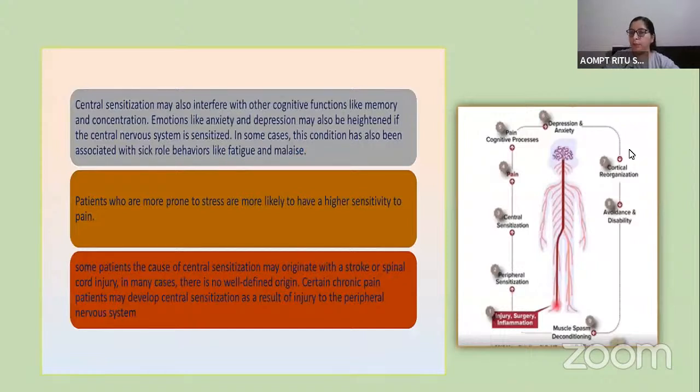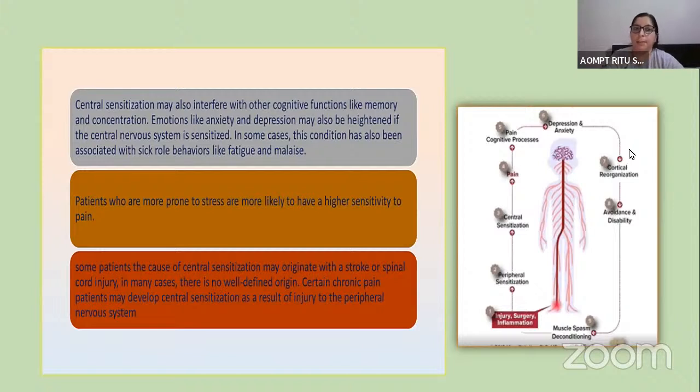So in this also, how if there is an injury, a surgery, or inflammation, the peripheral sensitization leads to the central sensitization, the pain message is going, and the pain cognitive process with the depression and activity, and again the whole full cycle is going on with the pain cycle. The patients who are more prone to stress are more likely to have a higher sensitivity to the pain also.